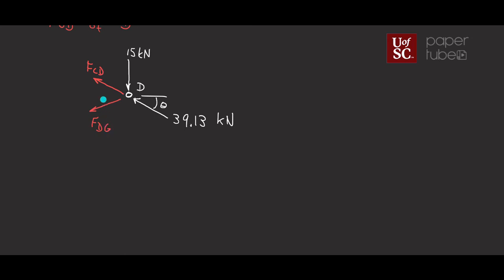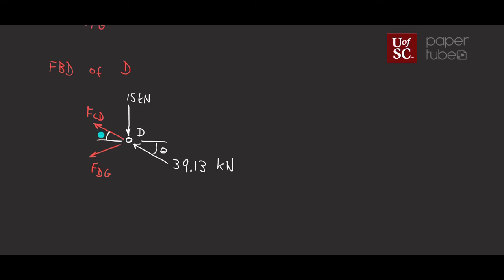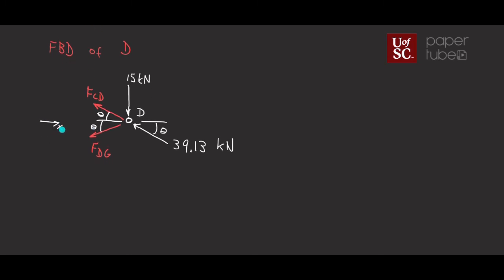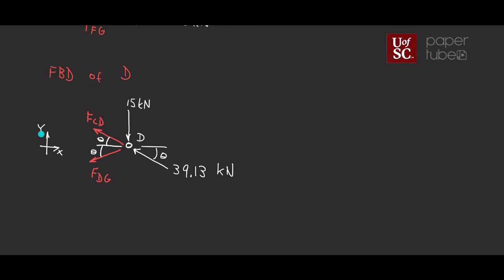What else do we know? Well, we know the angles. This is theta, this is also theta. We also need some axis, put it here on the side. X and Y, and I think that's my whole free body diagram for D. My particle, forces acting on it, angles, axis, that looks good. All right, very good. So when I look at this free body diagram of D, I can start trying to find some equations of equilibrium that are going to help me.